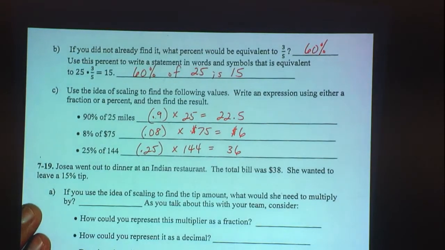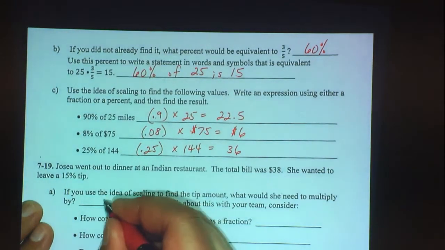Josue, is it Josue? That's not Jose. Hosea went out to dinner at an Indian restaurant. The total bill was $38. She wanted to leave a tip, a 15% tip. If you use the idea of scaling to find the tip amount, what would she need to multiply by?